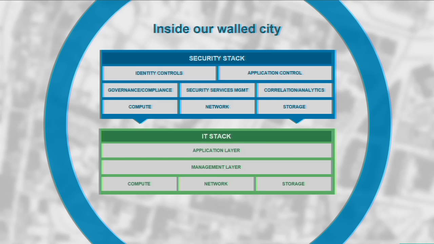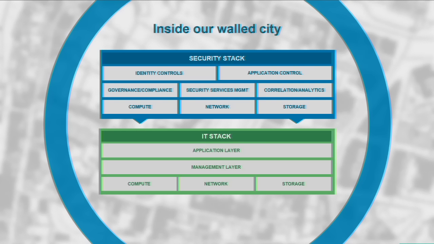We have various forms of endpoint security and anti-malware on our compute infrastructure. We have next-gen firewalls, web application firewalls, intrusion detection and prevention systems on our network. We have encryption and tokenization on our storage. At the top here, we have application controls as well as identity controls like authentication, authorization, and the overall identity and access management.